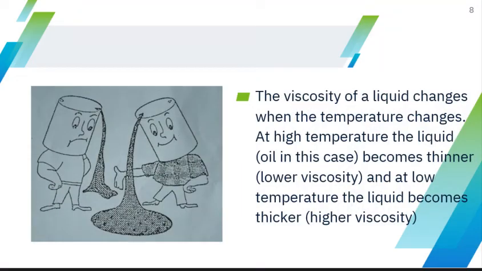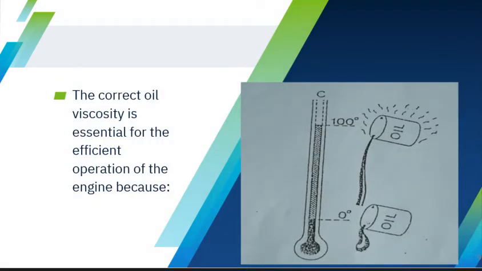So the viscosity of a liquid changes when the temperature changes. At high temperature, the liquid oil, for example, becomes thinner. So there would be a lower viscosity, and at low temperature, the liquid becomes thicker, therefore coming up with a higher viscosity. The correct oil viscosity is essential for the efficient operation of the engine.